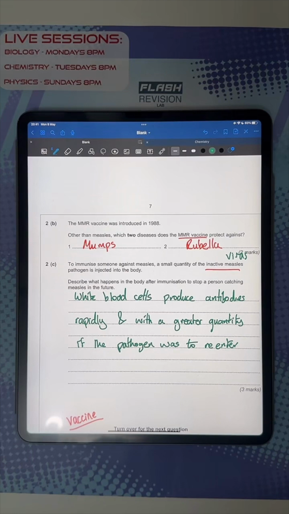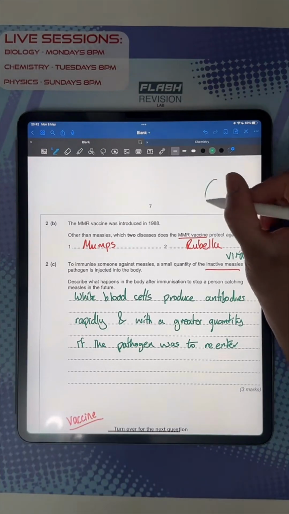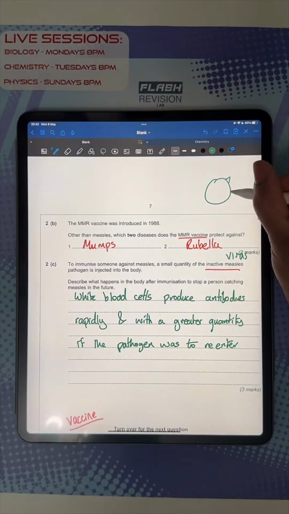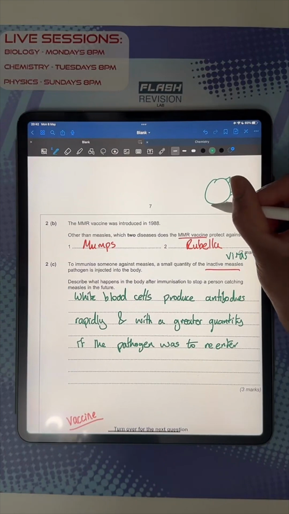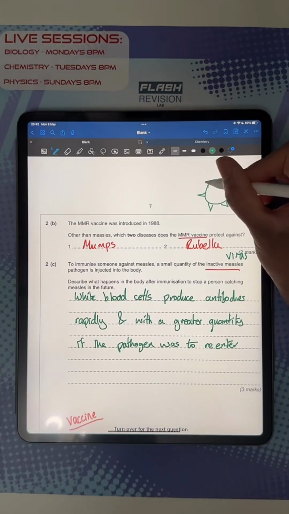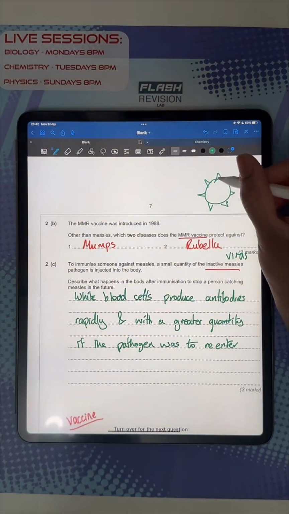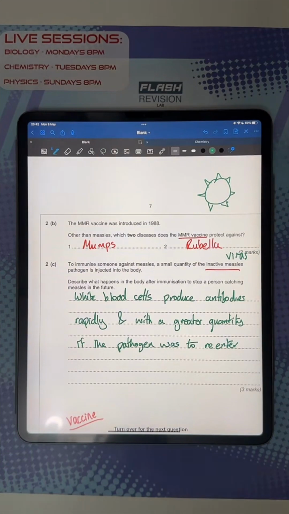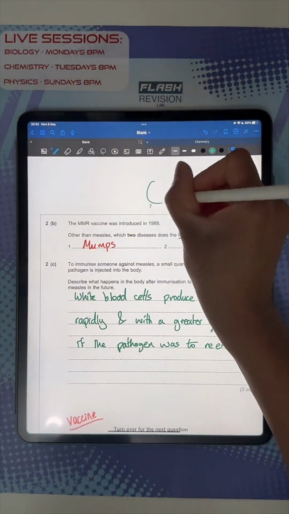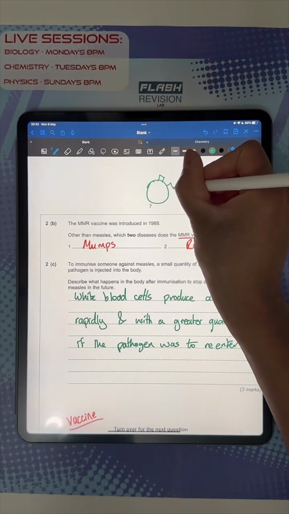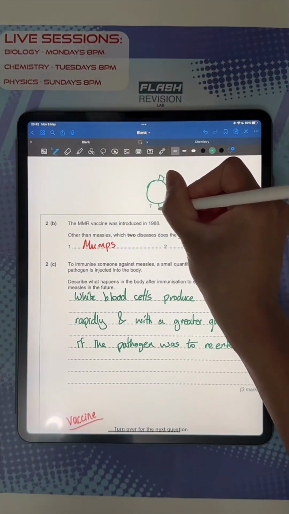Higher or foundation? This is a higher question. I'm not sure if it's relevant to foundation. What do antigens do? Antigens don't really do anything. Imagine you got a pathogen. They're just markers on the outside of the pathogen, and every pathogen has a different type of antigen. So these triangular things are the antigens for one type of pathogen, and on another one, it would be a different shape. Obviously, it's much more complicated than this.